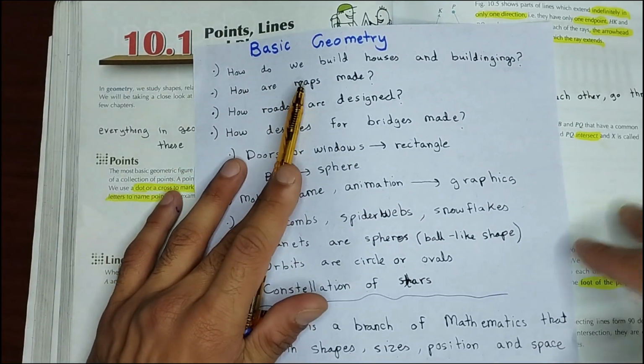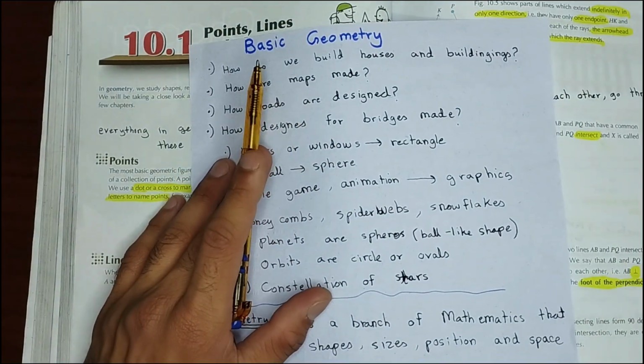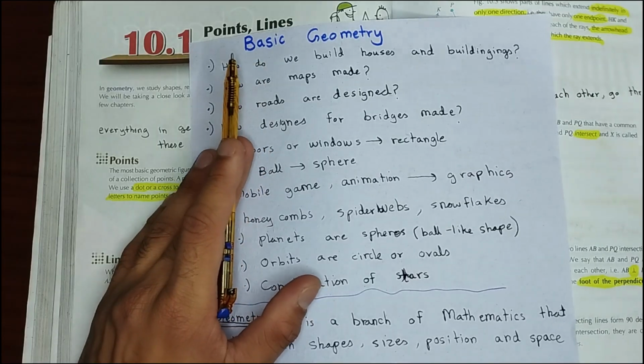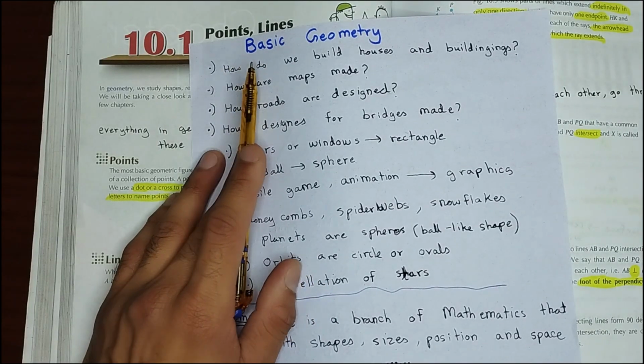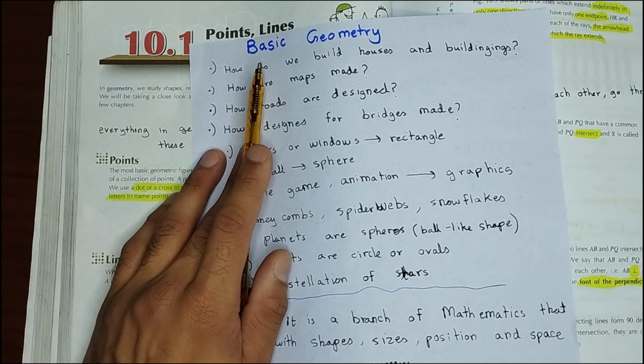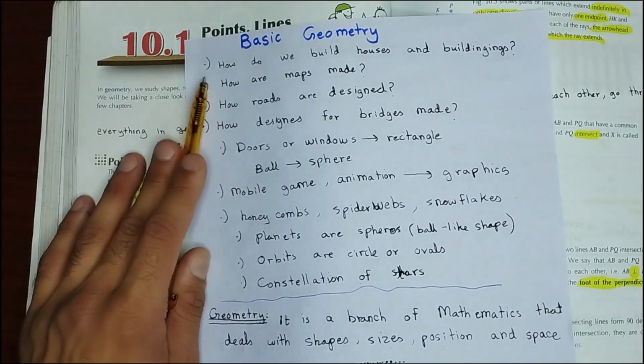Even in the maps, if you look at the maps, it has units in them, right? And it is on a grid paper. Basically, maps are made on grids. And what are those grids? Those grids are a part of geometry.